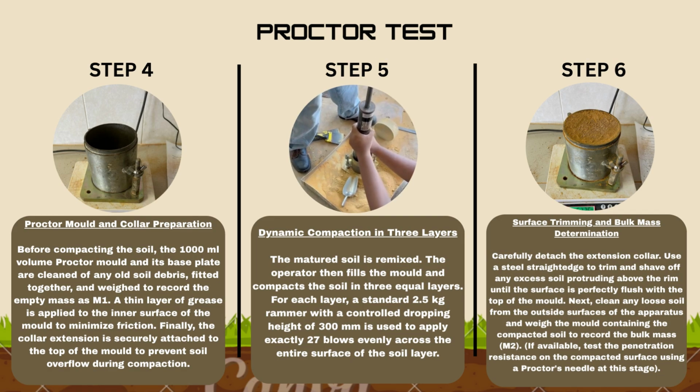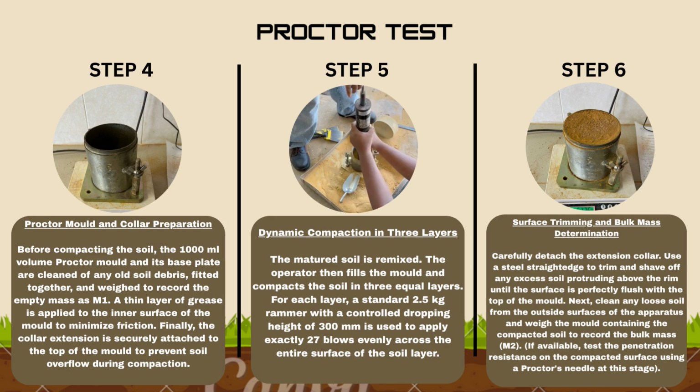Step 4. Proctor mold and collar preparation. Before compacting the soil, the 1000 mm³ volume Proctor mold and its base plate are cleaned of any old soil debris, fitted together and weighed to record the empty mass as M1. A thin layer of grease is applied to the inner surface of the mold to minimize friction.